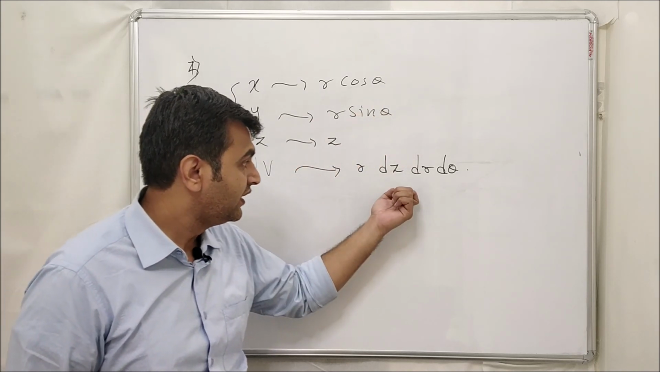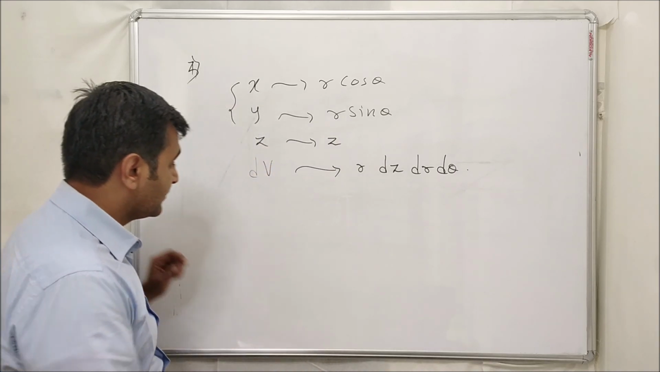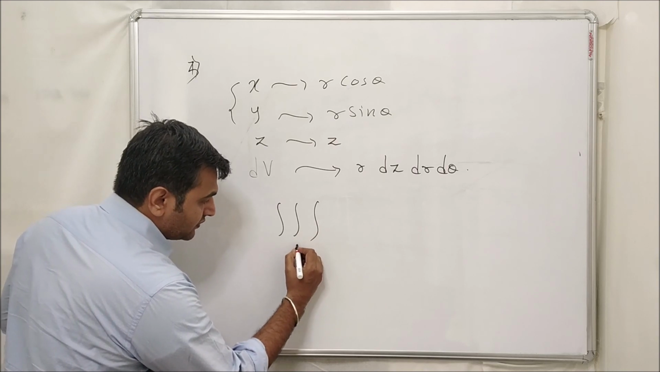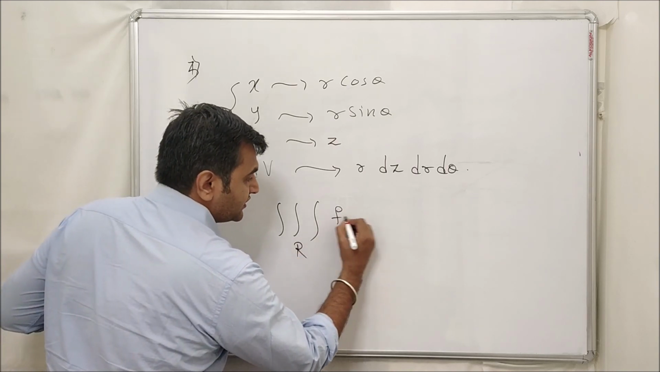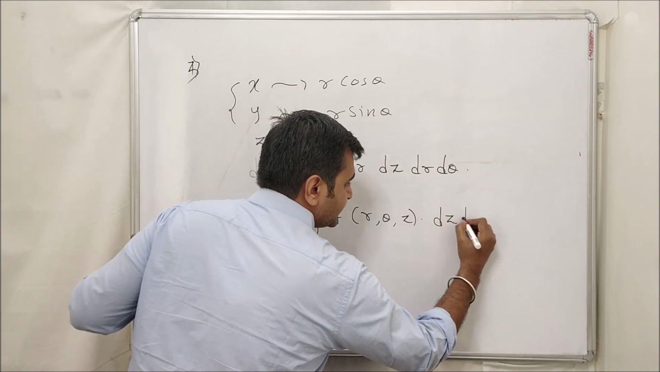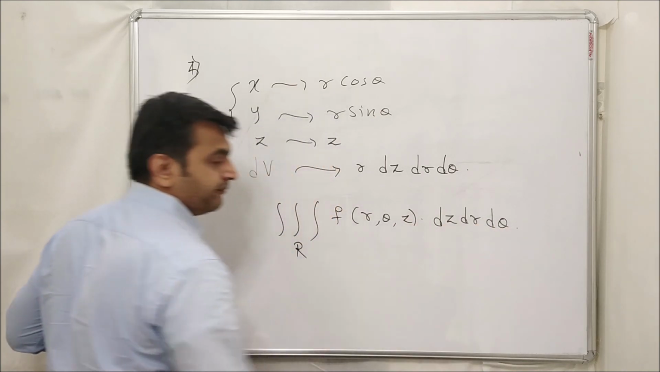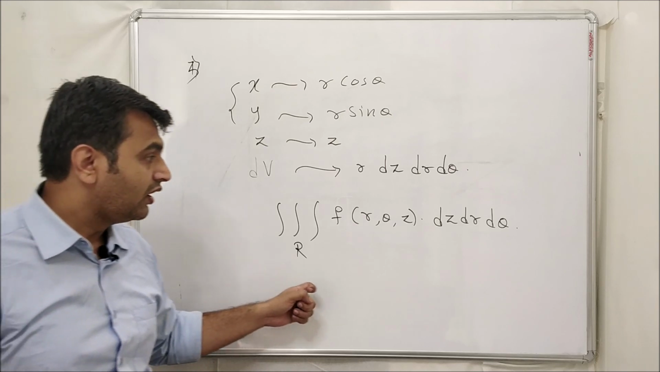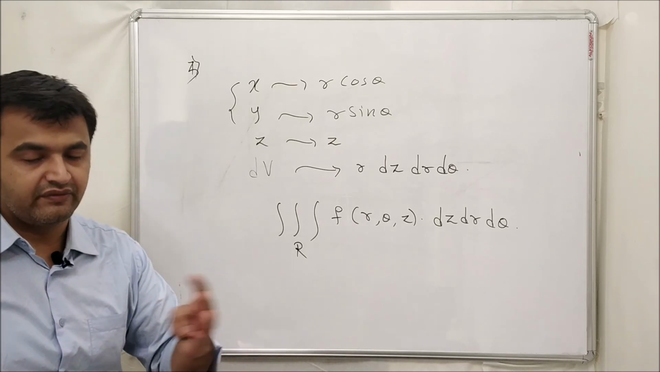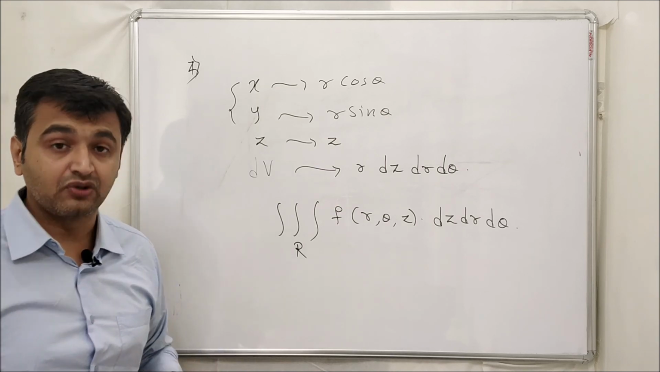Okay, so keep this substitution in mind. In general, how will integration look? You will have some region R, your function will be in terms of r, theta and z, and then you have dz, dr, d theta. So this is how a problem in the cylindrical coordinate system looks, when you are solving using cylindrical coordinates.